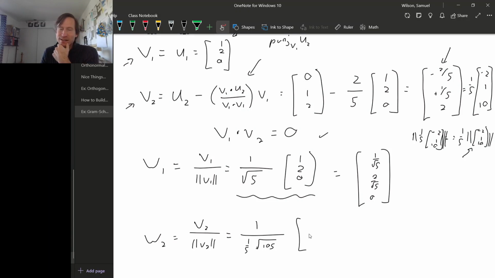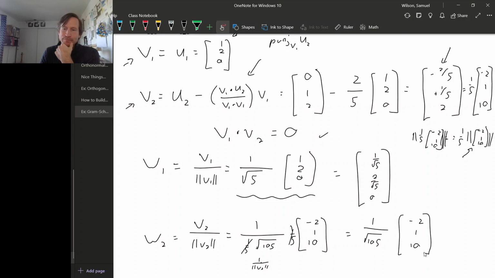Okay, so there's 1 over the magnitude. Now we need to multiply by v2, and v2 is 1 over 5 times minus 2, 1, 10. So this 1 over 5 cancels this 1 over 5. So we get 1 over square root 105 times minus 2, 1, 10. And this one, there was no need to put that square root in there, so 1 over square root 5 times 1, 2, 0. Okay, so this should be our orthonormal basis, right?